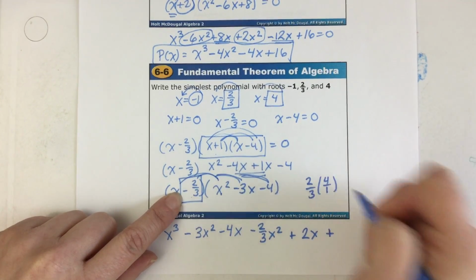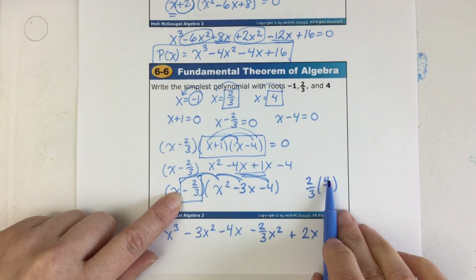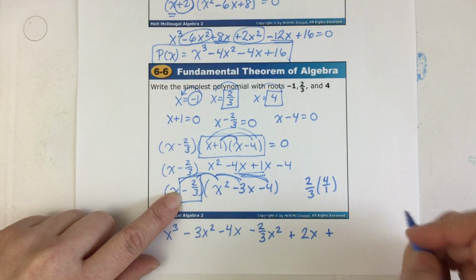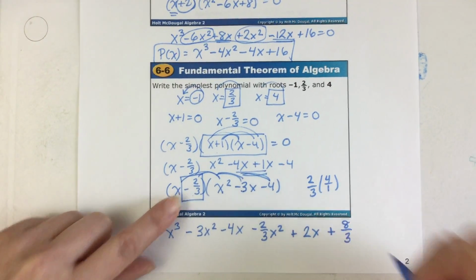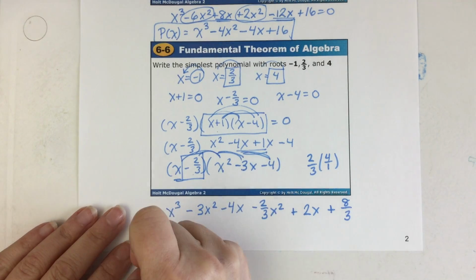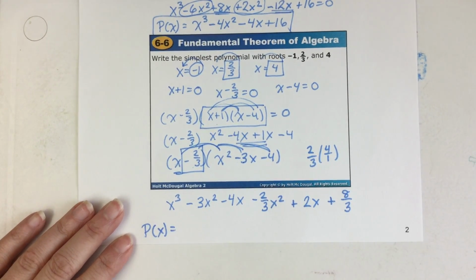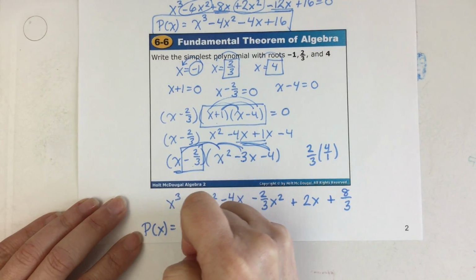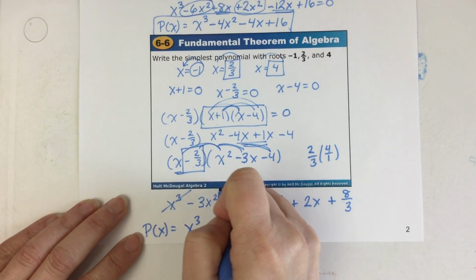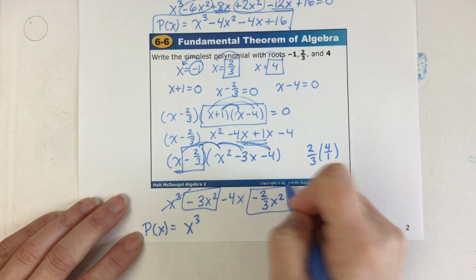2/3 times 4, well, that's the same thing as 4 over 1. When you multiply fractions, it's top times top, bottom times bottom. So this is 8/3. Your polynomial function, your answer, combine like terms, make sure it's in standard form. X cubed will go first. Now I have to combine these.